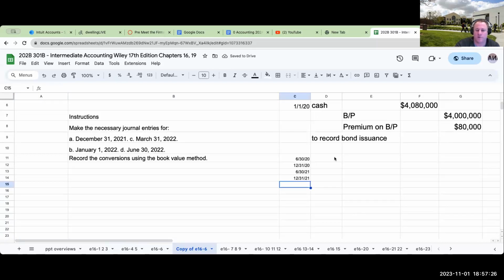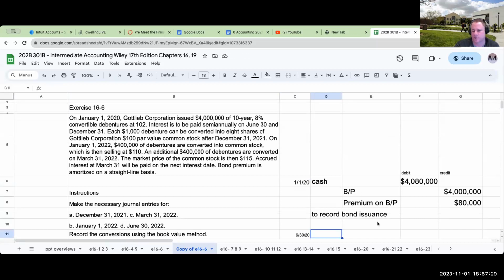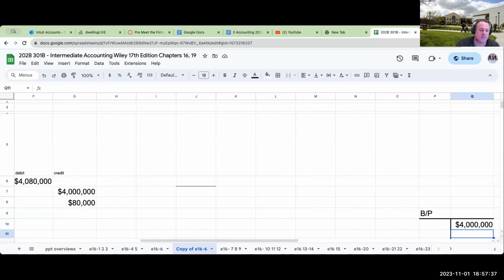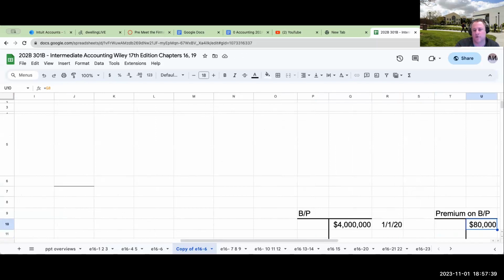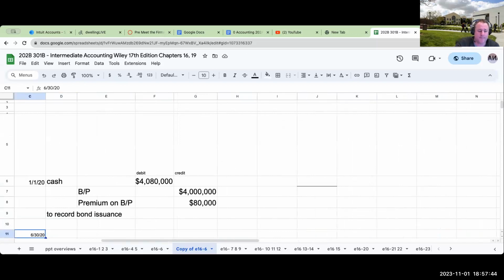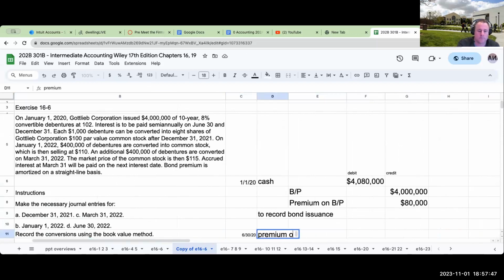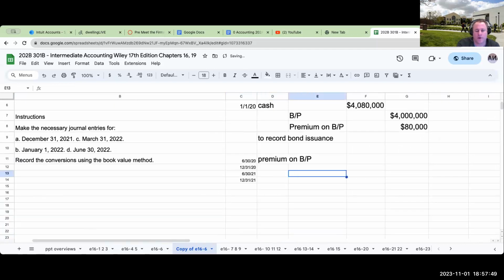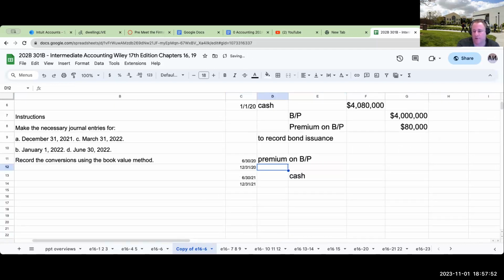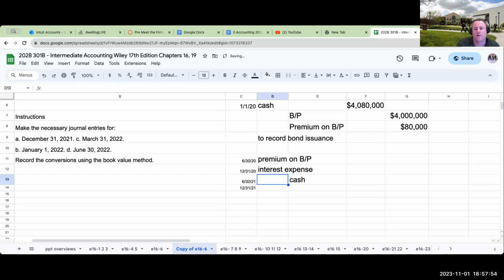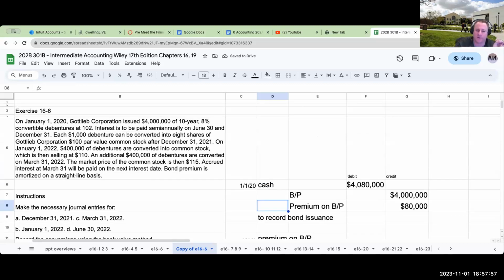And basically what that entry is going to be is to record interest expense. If I'm in a premium situation, my goal is by the time the bond matures, I need to make the premium go to 0. So that means I'm going to need to debit the premium on bonds payable. I'm going to credit cash because I'm paying for interest, and then I'm going to have interest expense. When we are using straight line amortization of the premium, we're going to be doing the same amount every single time.